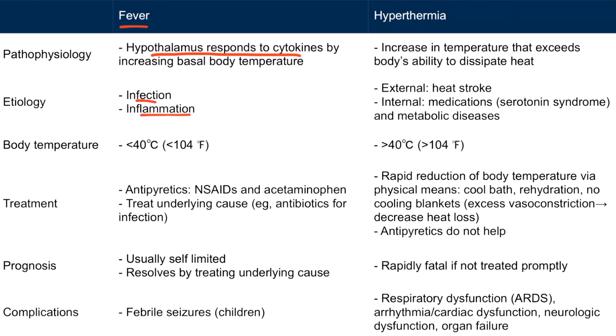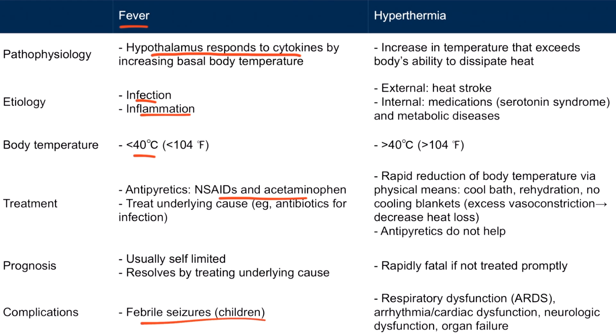The body temperature during fever is usually less than 40 degrees Celsius, and it can be treated with antipyretics, such as NSAIDs or acetaminophen, to block the cytokines that act on the hypothalamus. The underlying cause of the fever should also be treated. For example, antibiotics can be given to treat an underlying infection. The fever is usually resolved by treating the underlying cause. Fever can cause febrile seizures, especially in children, but this is generally considered benign.